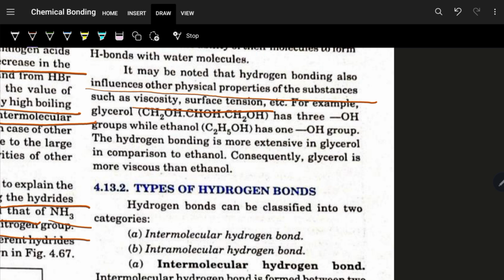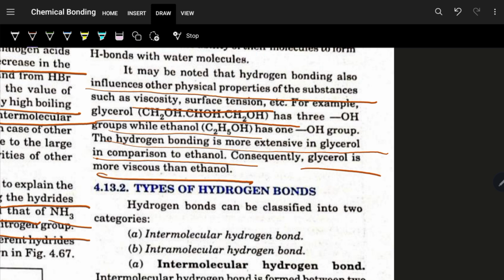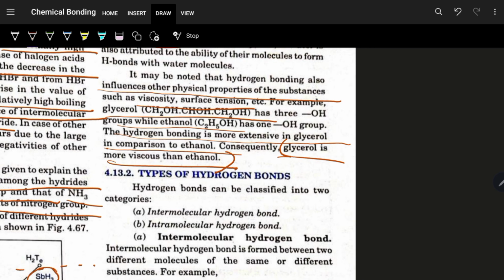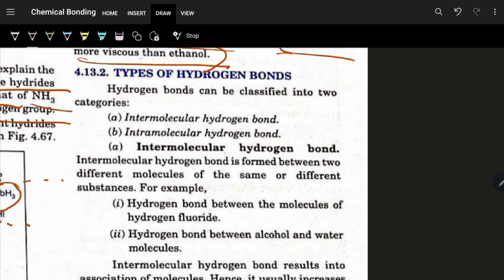Okay, so this is glycerol. It has 3 OH. Ethanol has 1 OH. The hydrogen bonding is more extensive in glycerol because there are more OH groups than in ethanol. So glycerol is more viscous than ethanol, if anyone asks you why glycerol is more viscous than ethanol. Okay, viscosity is also affected by the extent of hydrogen bonding.